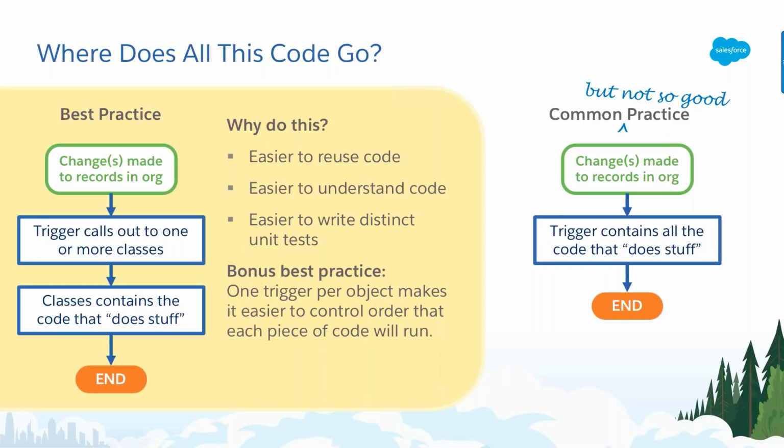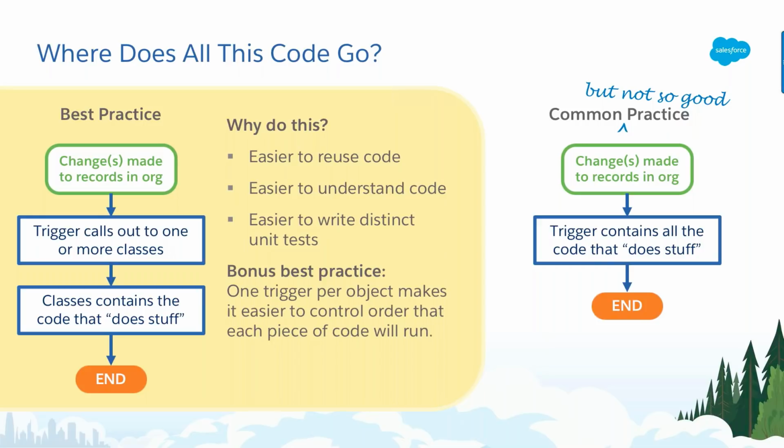Also, you've probably heard of unit tests. Unit tests are a way to make sure that everything in our code is working as planned. And unit tests are required before you deploy any of your code to production. So it's easier to write distinct unit tests when you're dealing with smaller sections of code.